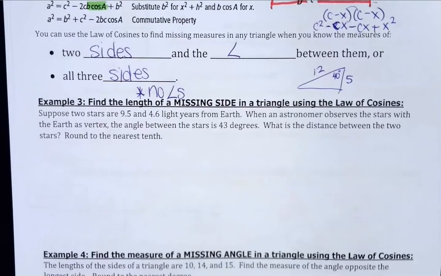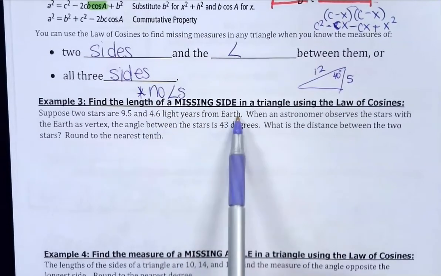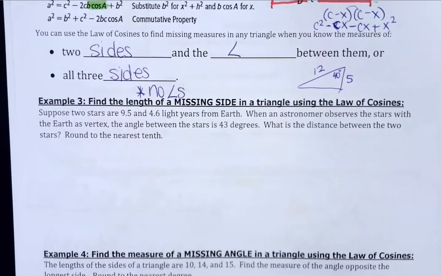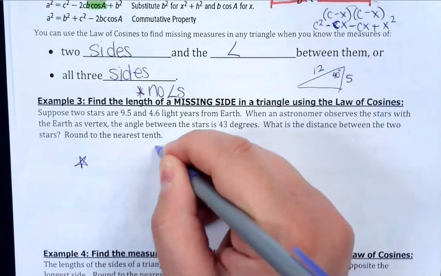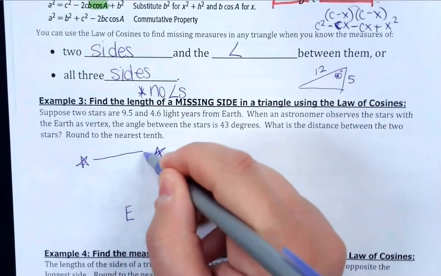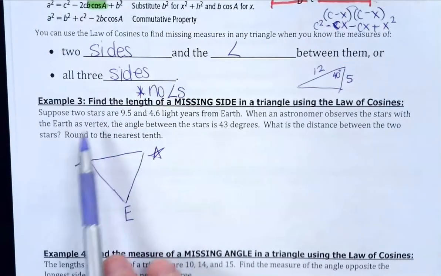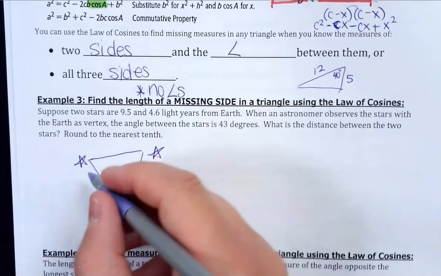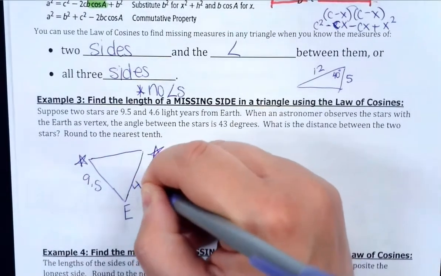All right, so it says two stars are 9.5 and 4.6 light years from Earth. When an astronomer observes the stars with the Earth as a vertex, the angle between them is 43 degrees. Okay, so I'm just going to draw a little picture. So we have two stars, and then we have the Earth. Not to scale at all, I'm just drawing a reference triangle here. That's a distance, so it doesn't matter which one. One of them is 9.5 light years away, the other one 4.6 from the Earth.